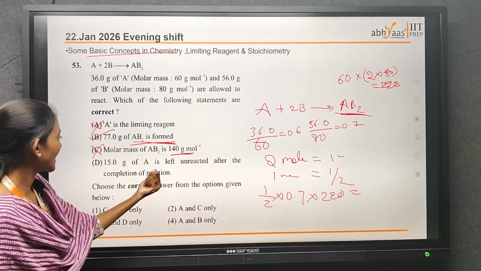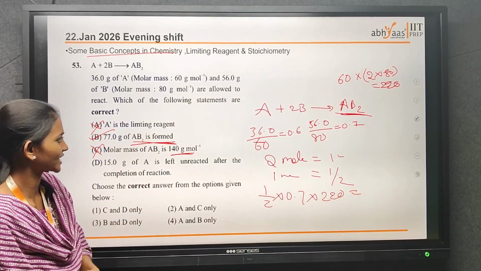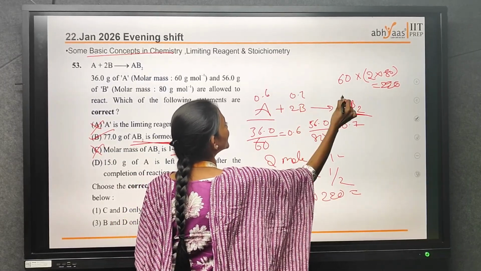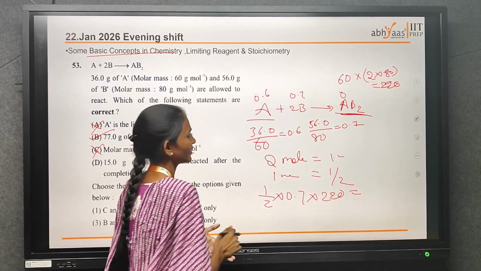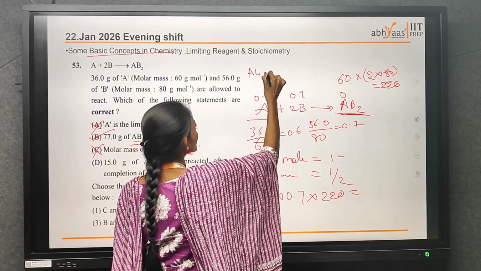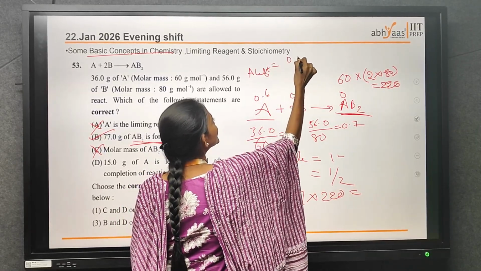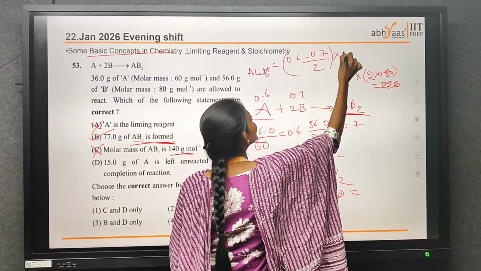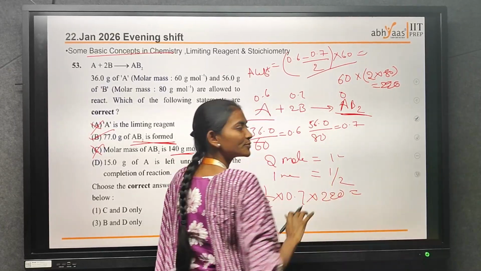Moving on to this: A is left unreacted after the completion of the reaction. Here you are having the reaction: this is 0.6, this is 0.7, and it is 0. When you apply the leftover calculation, I'll write here itself, A left is equal to 0.6 minus 0.7 by 2, into 60. Then you will get approximately 15.